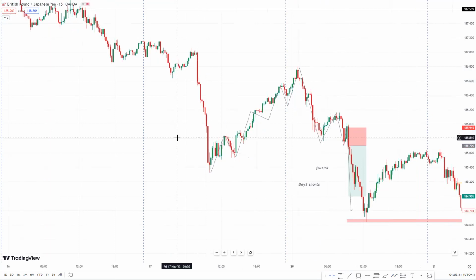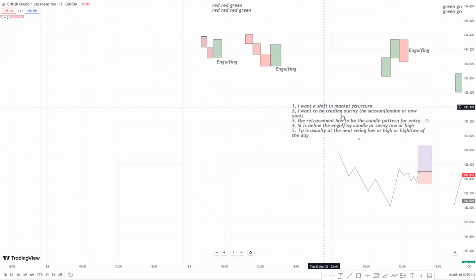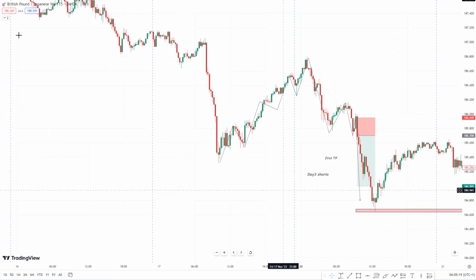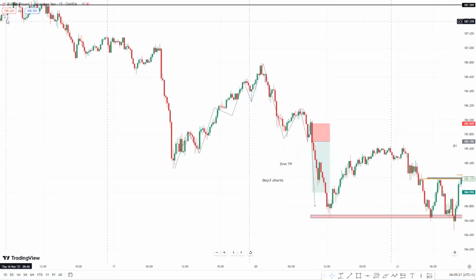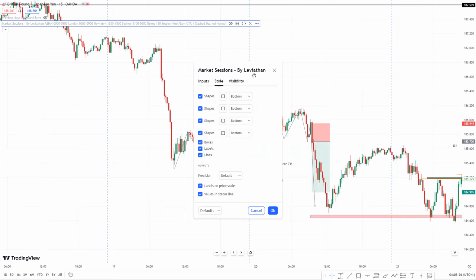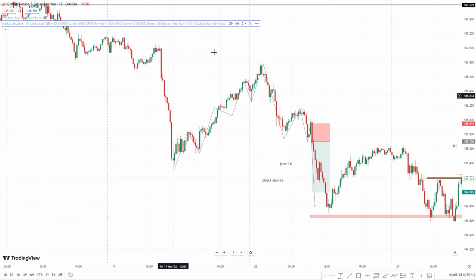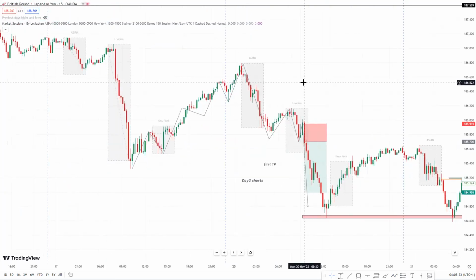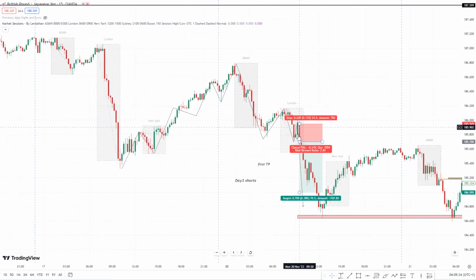So now let me show you something. You can see our rules say I want to trade during the session. So I want to be trading during the London session. So I want my indicator right here, my session indicator, the name is Market Sessions by Leviathan, right? Let me turn it on right now. You can see we are in the London session. I don't want to trade outside the London session. I want to trade in the London session, right?